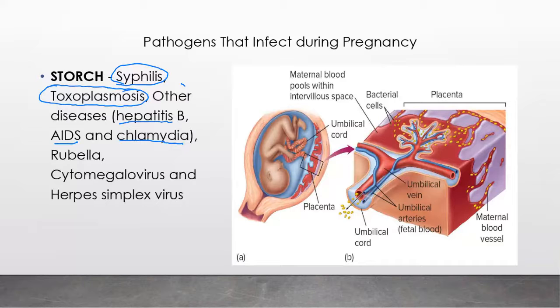And then R is for rubella. C is for the cytomegalovirus. And H is for the herpes simplex viruses, especially the HSV number 2, the genital herpes. So these are the diseases that usually transfer through the placenta.